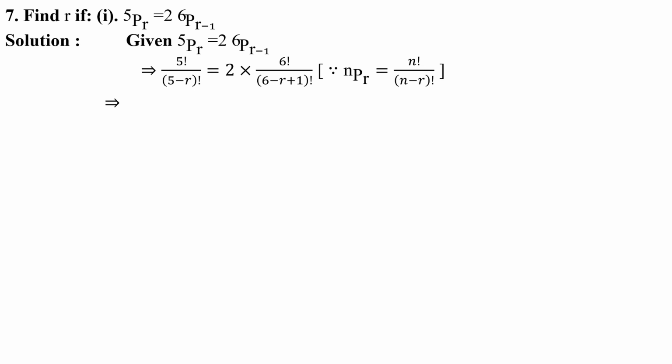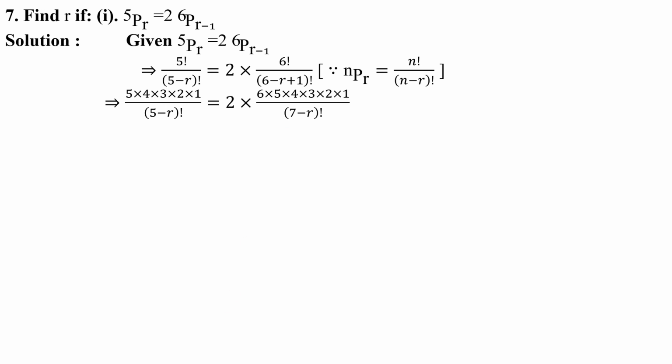Right. That implies in the numerator, what is there? 5 factorial. What is the value of 5 factorial? 5 into 4 into 3 into 2 into 1, by the denominator (5−r) factorial as it is, equal to 2 into, here in the numerator 6 factorial is there. How do you find the value of 6 factorial? 6 into 5 into 4 into 3 into 2 into 1, by here 6 plus 1. What will you get here? (7−r) factorial. Understood this step, my dear children? Right.